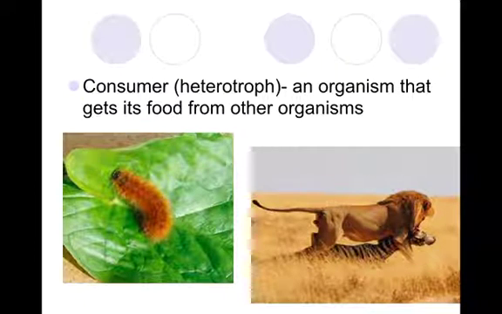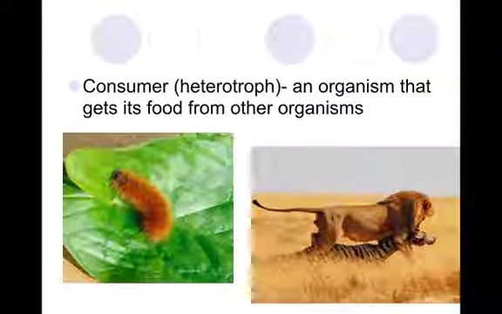A consumer, which we call a heterotroph, which means different, has to feed off of different things. That's a consumer, a heterotroph. And these guys have to get their food from other organisms, such as our lion here, I think it's after a zebra right there, and our caterpillar. So we have our producers and we have our consumers.